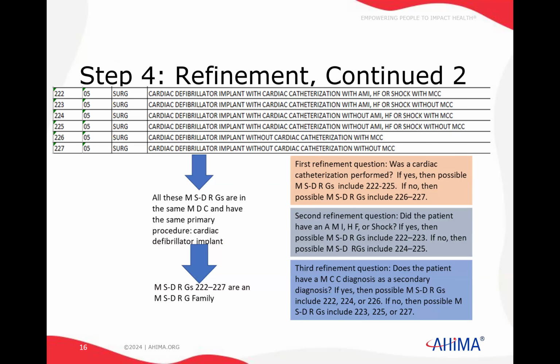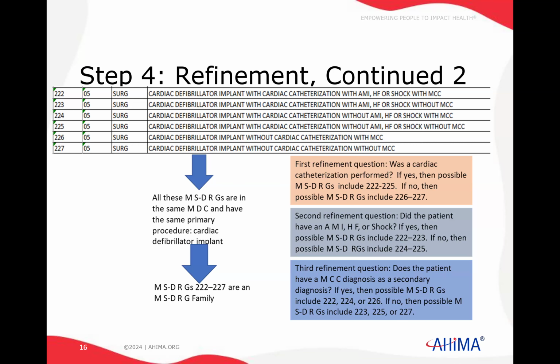Here's an example that gets lost on some people. We have a cardiac defibrillator. If you look up here, it can be with a catheterization, with an AMI, heart failure, or shock with a major CC. So that would be 222, 05. And then 223, 05, notice that it's somewhat different. We have the defibrillator implant with the catheterization, with an AMI, with heart failure or shock, but without an MCC.